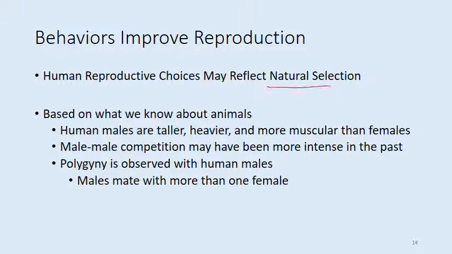Natural selection is coming into play with behaviors, since behaviors improve chance of survival and reproduction, which is what natural selection is. And so what we know is what we see from observations. Human males, for example, are taller, heavier, more muscular than females, so that's sexual dimorphism. Also, male-to-male competition in humans may have been more intense in the past, and that's what may have led to such a difference in the sexual dimorphism. And we do see polygyny observed with human males as well.